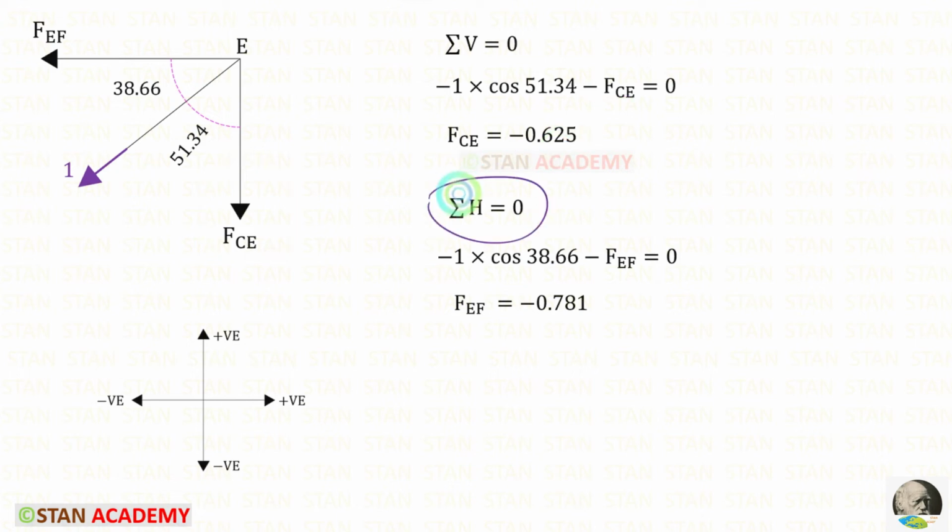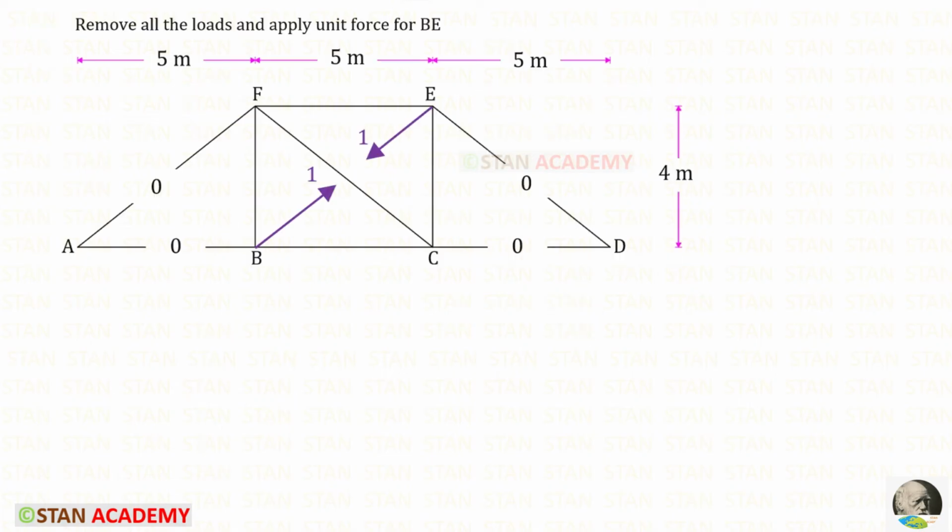Let us apply this rule. Unit force is inclined. We have to resolve it in the horizontal direction. To keep it horizontal, we need this angle. So with the unit force, we have to multiply cos 38.66. Since it is acting towards the left side, it will be negative. FEF is also acting towards the left side, so it is also negative. For FEF, we will get this. We have found the member forces in CE and FE.